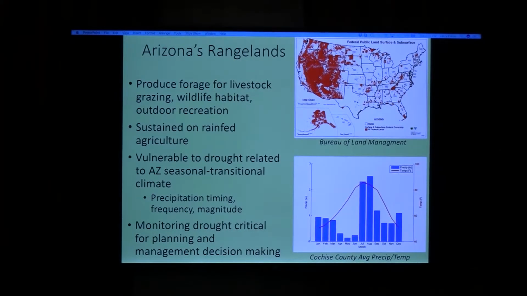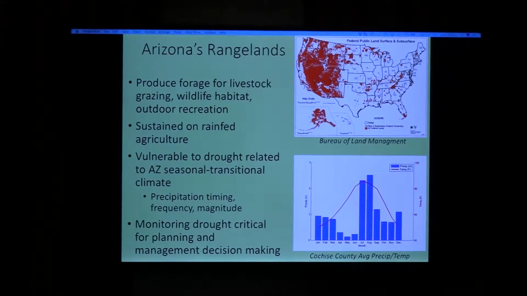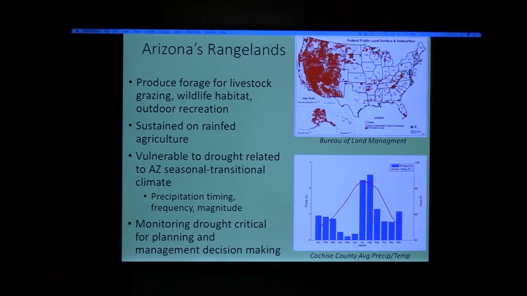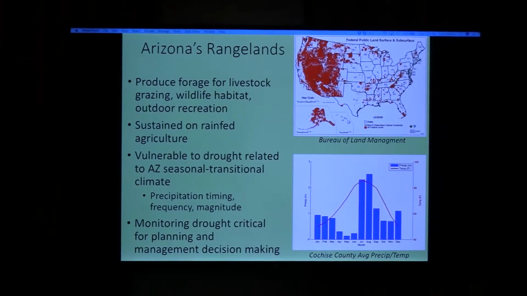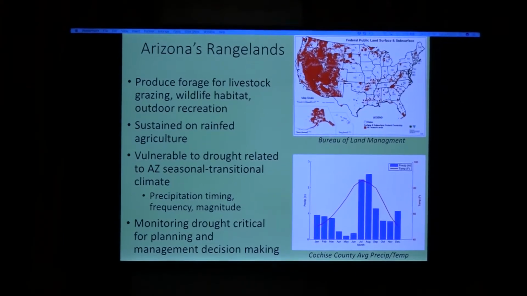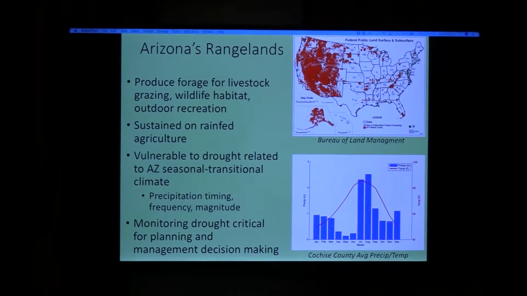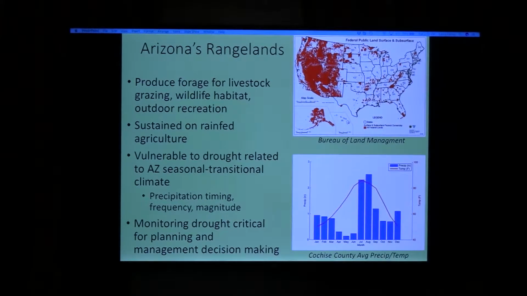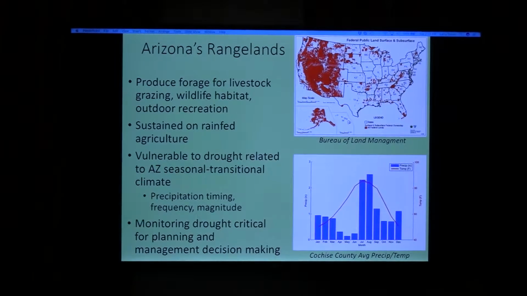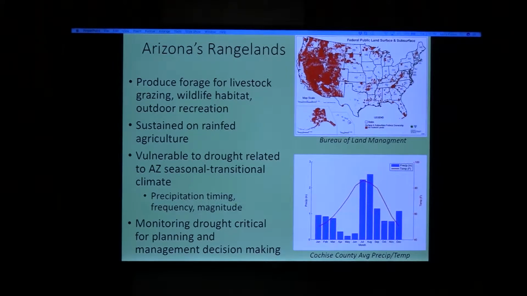Arizona's rangelands are of course important for livestock grazing, wildlife habitats, outdoor recreation, and in general this open space. And because most of these lands are sustained based on rain-fed agriculture, they're vulnerable to drought related to Arizona's unique seasonal transitional climate. Specifically, the timing, frequency, and magnitude of precipitation during the monsoon and winter rainy season. And changes in that precipitation can play a major role in how productive these lands are over the coming months. And therefore, monitoring drought is not only critical, but very important for planning and management decision making.